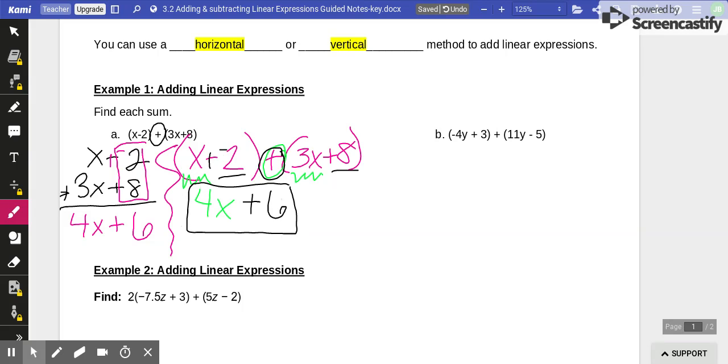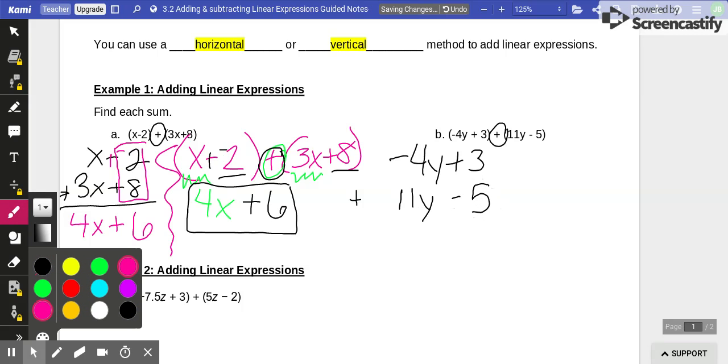Let's look at example B. We have negative 4y plus 3. I'm going to take this plus sign and put it over here to the left so it's a little bit out of the way. I'm going to line up my 11y under my y's, minus 5. Again, I'm going to do my keep, change anywhere I see that subtraction sign.